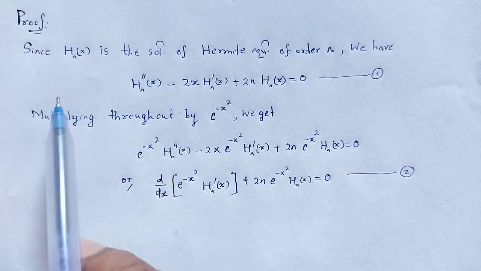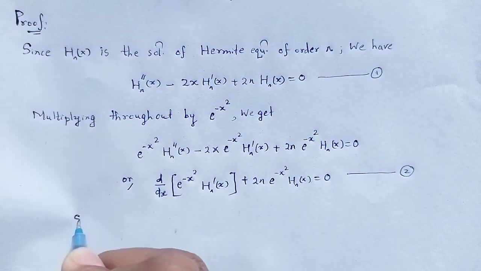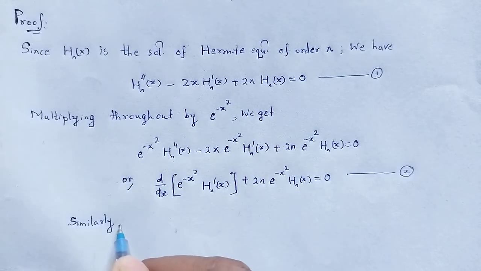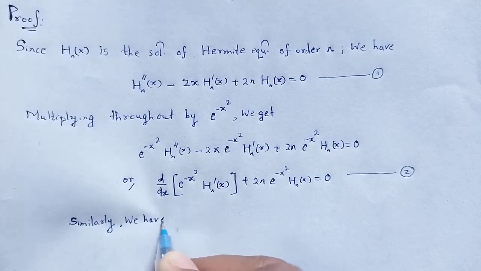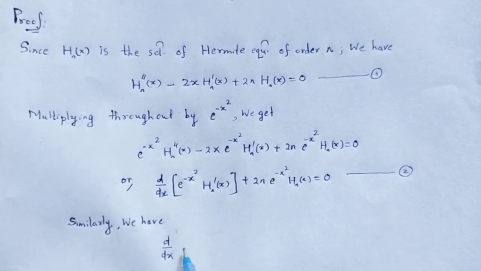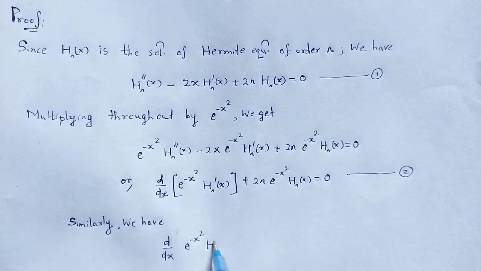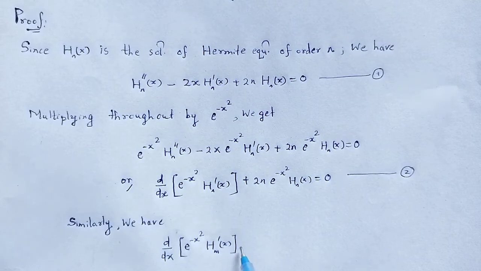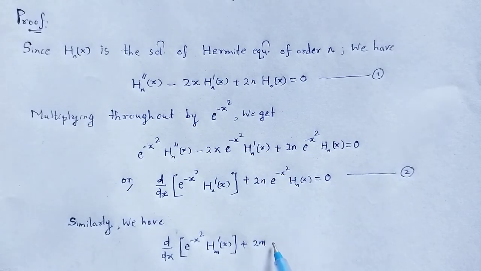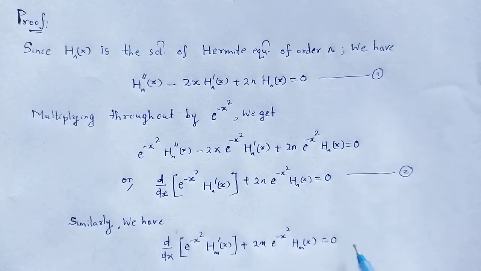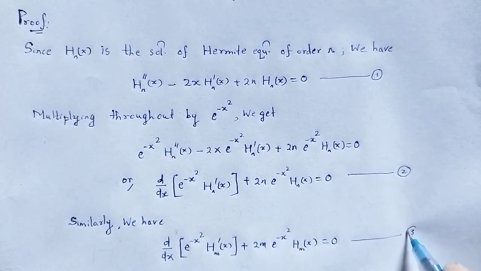Similarly, for Hm of x, we have d by dx of e to the power minus x square Hm dash x plus 2m e to the power minus x square Hm of x is equal to 0. Equation number 3.